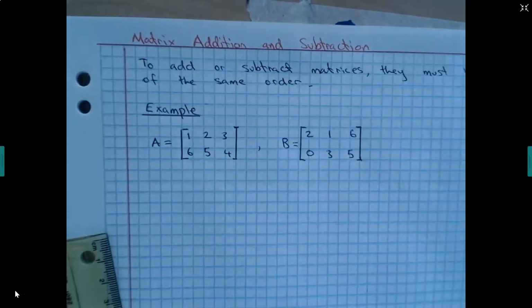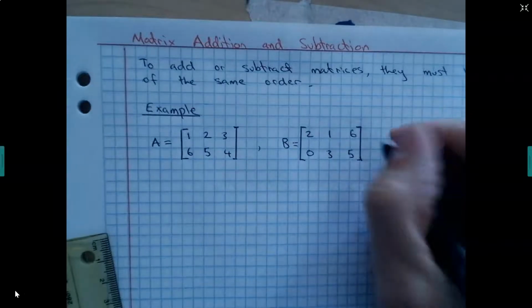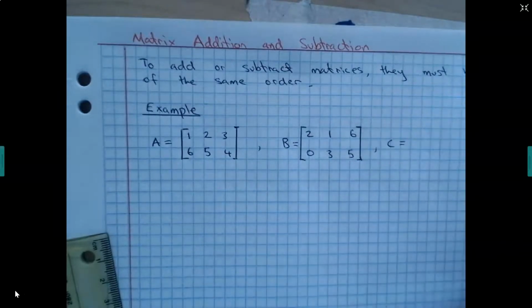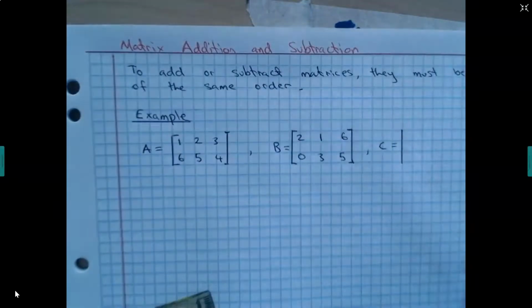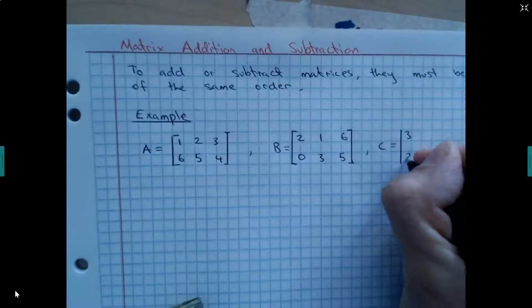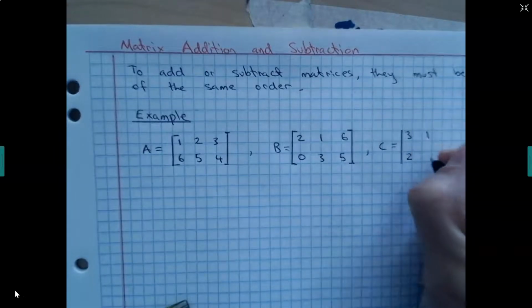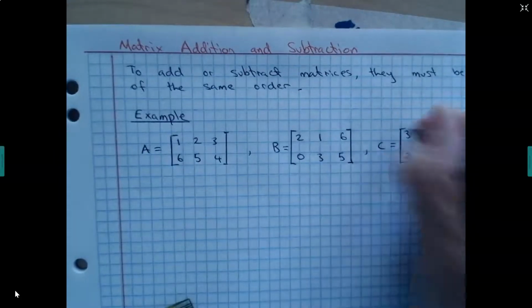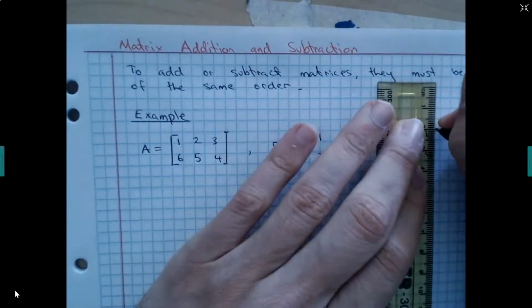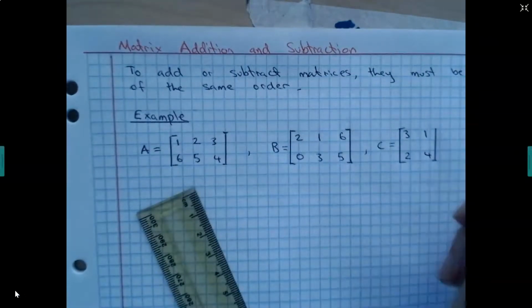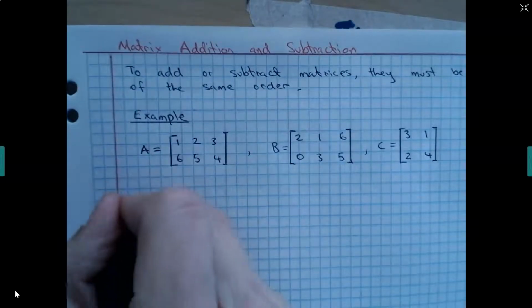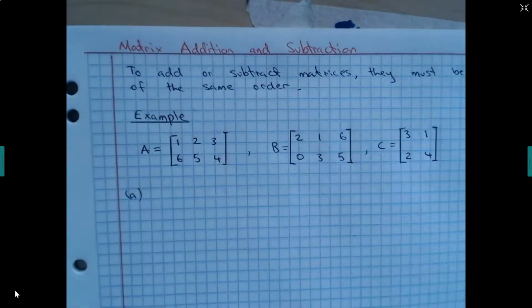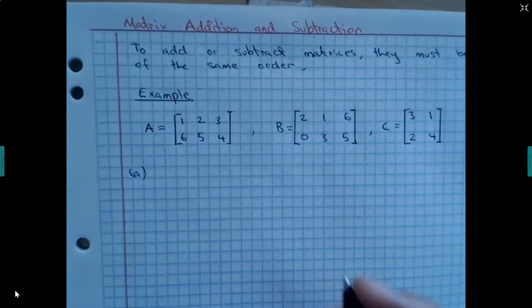So what's the order of that matrix there? Again, 2 by 3. And then the last one, we're going to have 3, 2, 1, 4. So the order of this matrix is, good, 2 by 2. Alright, so for our first one, we're going to do a matrix addition.